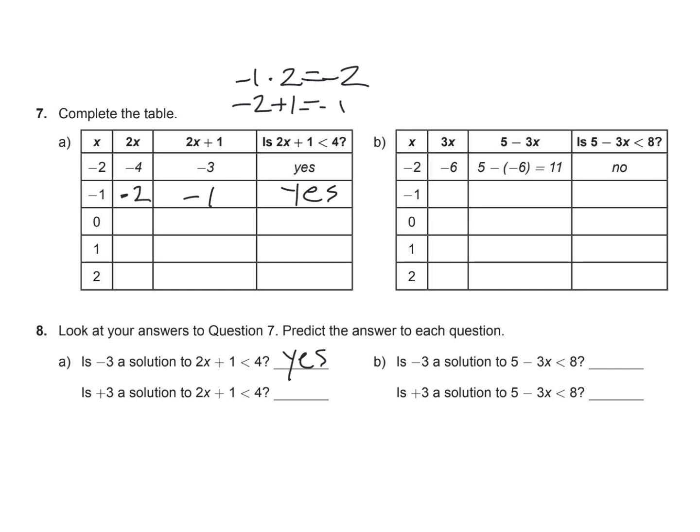Because I'm noticing that as I go this way, as I get more negative, it is a solution. But as I get more positive, it is not a solution. So what you need to do is finish B and finish A, and then you will be done.